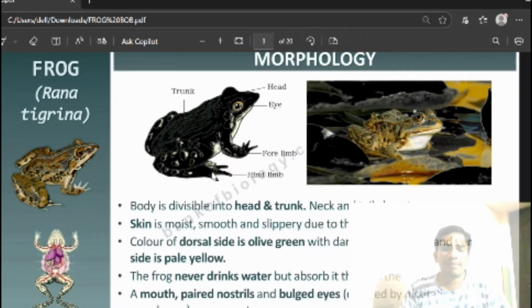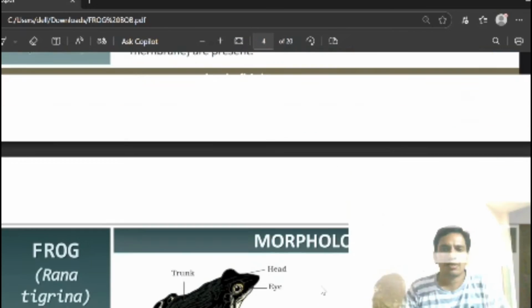Here is the mouth, and paired nostrils and paired eyes are there. Eyes are bulged, and each eye is covered by a nictitating membrane, which humans also have. There are no eyelids. Eyelids are absent in the frog, right? Moreover, on either side of the eye there is a membranous tympanum. It represents the ear, right?